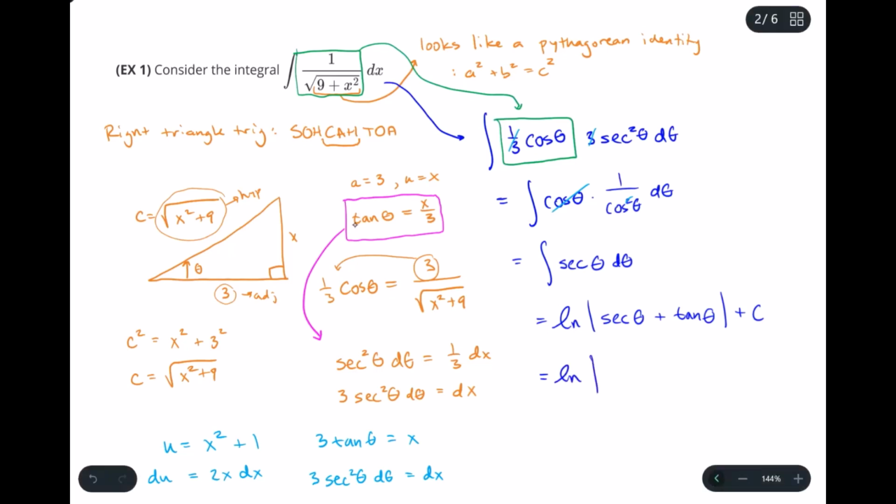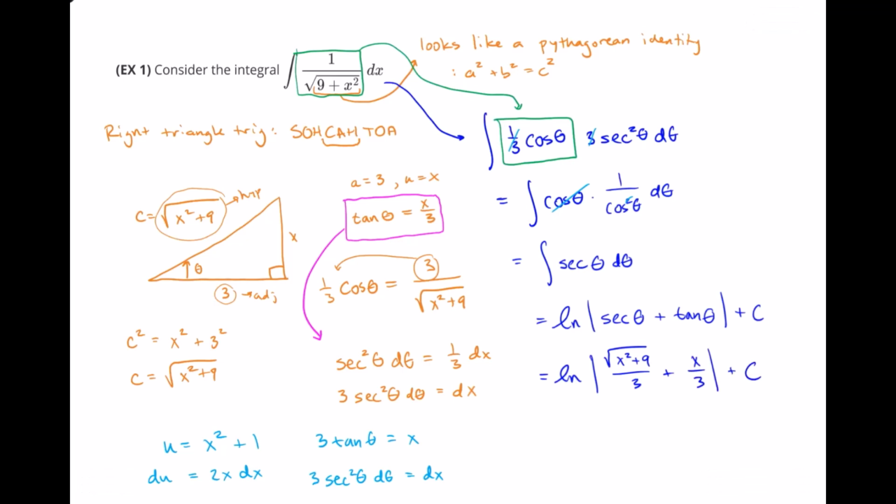So secant theta. Secant is the inverse of cosine, and cosine is adjacent over the hypotenuse. So secant is actually the hypotenuse over the adjacent side. So this would be the square root of x squared plus 9 over 3. And then tangent is the opposite over the adjacent side. So the opposite side is x, the adjacent is 3, so x over 3 plus c. And there we have it. That's our final answer for this integral.